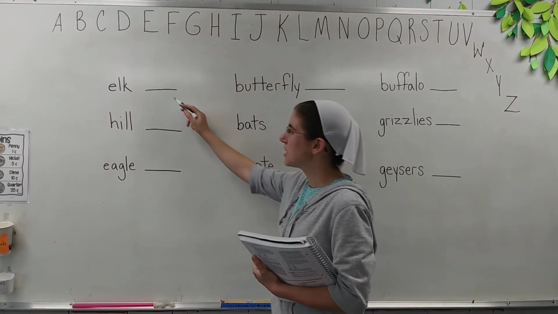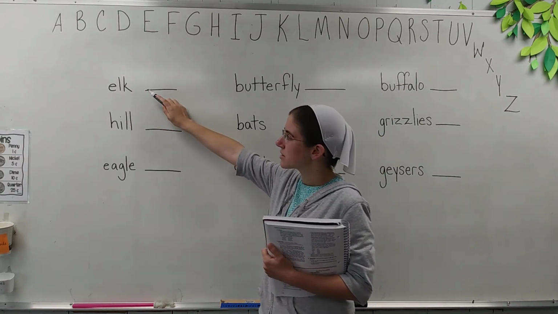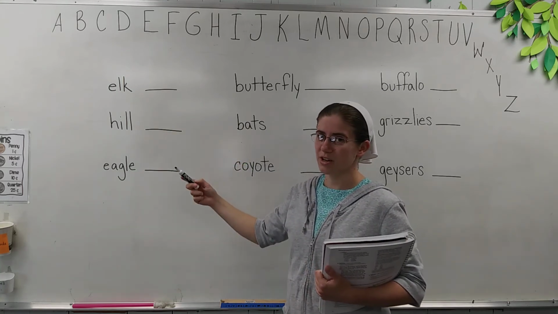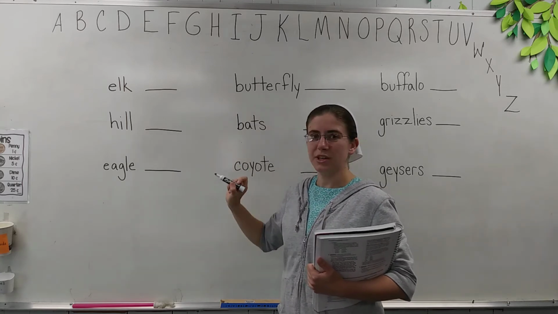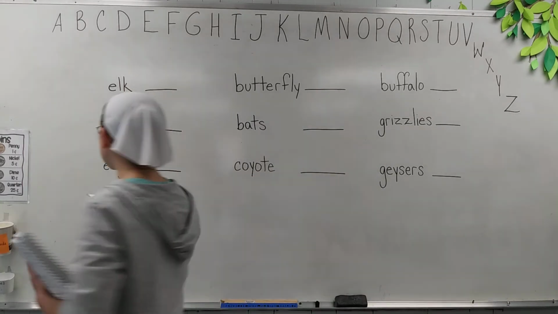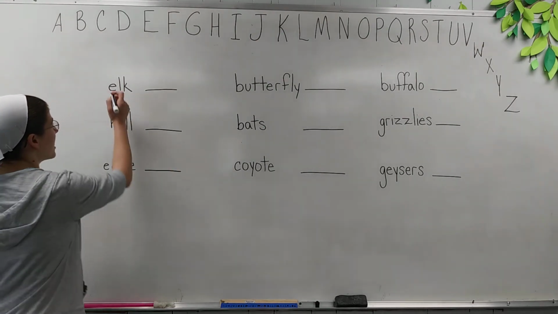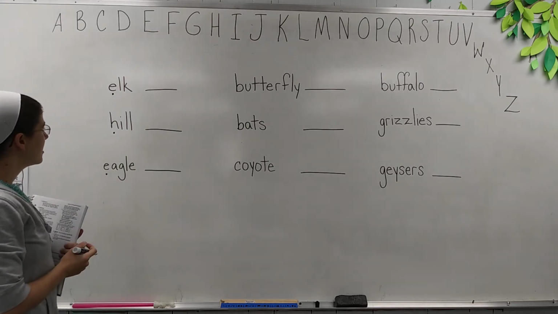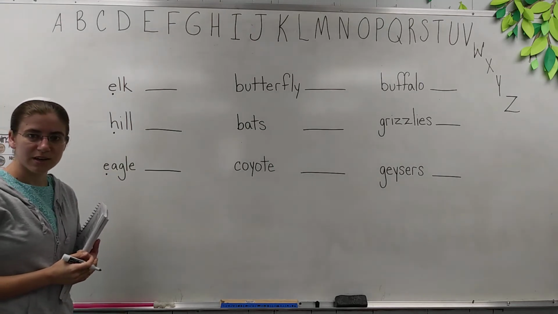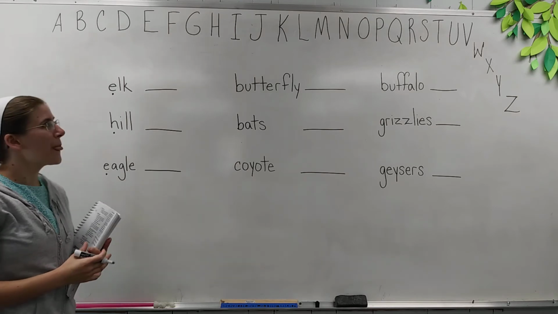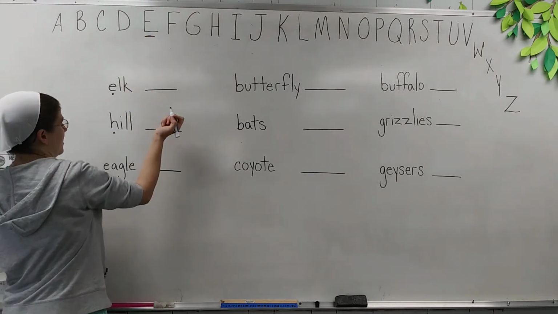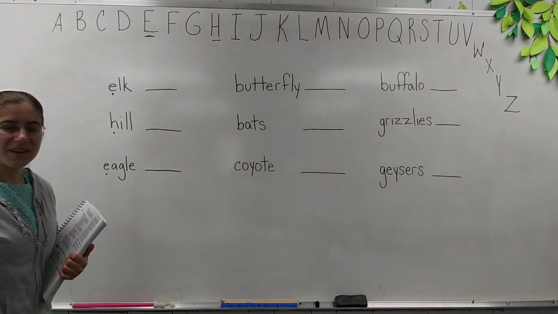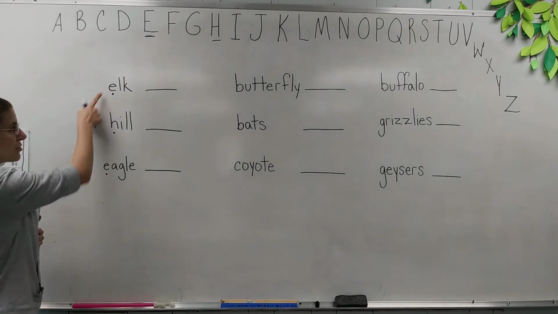So here I have 3 words: elk, hill, and eagle. If I want to find them in the dictionary, which of these words is going to come first? Let's look at the first letter of each word. I have E, H, and E. Well, which letter comes first in the alphabet? Here's E, and here's H. Which one comes first? E. Okay, so E comes first, but there are two E words.